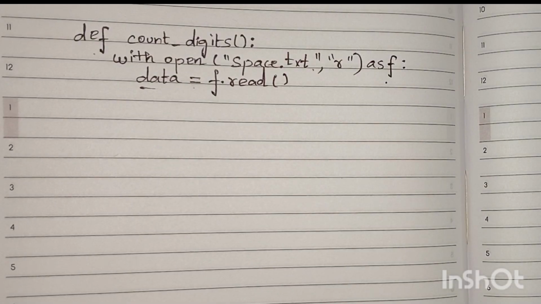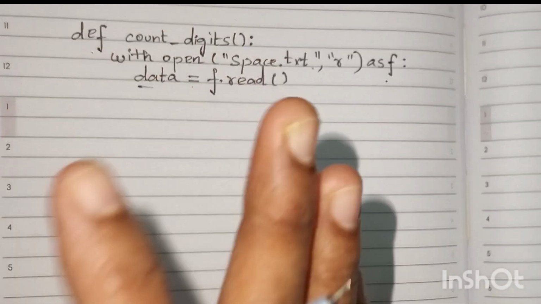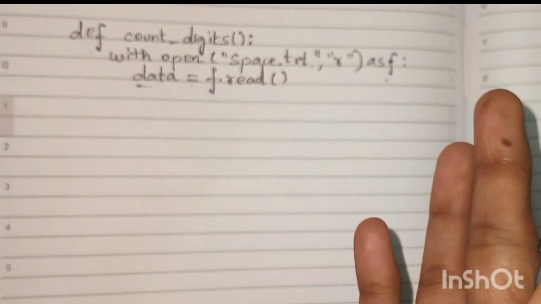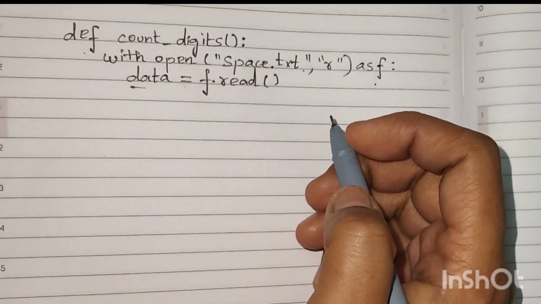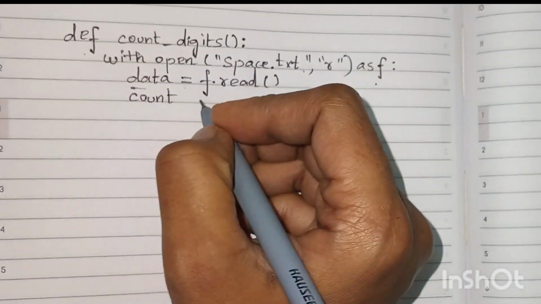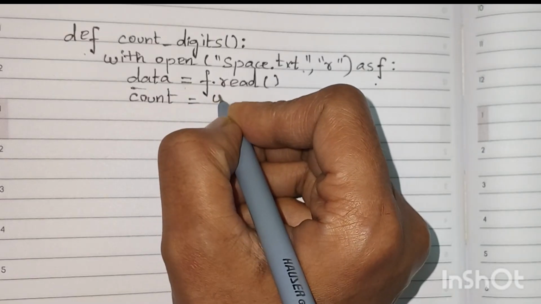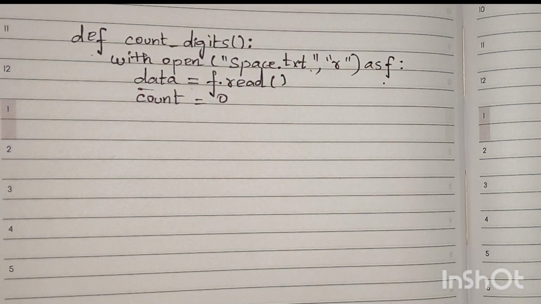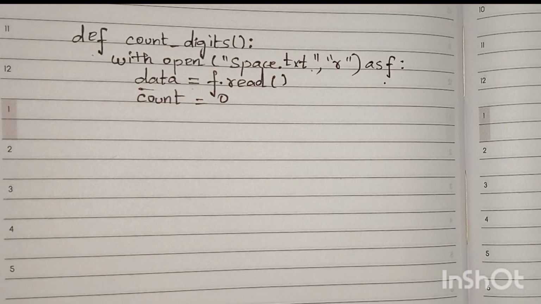We have to create a counter. To count digits, we need a counting variable. So for that, let's write count is equal to 0. Okay, initially the count is 0 because we didn't count anything yet. Fine.